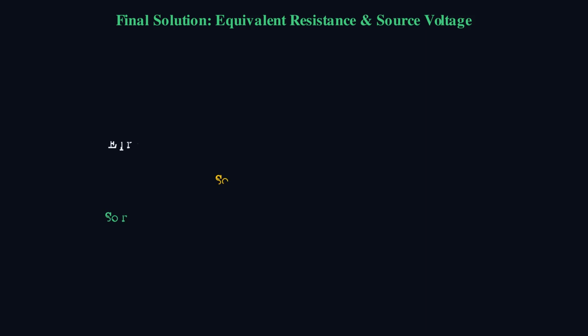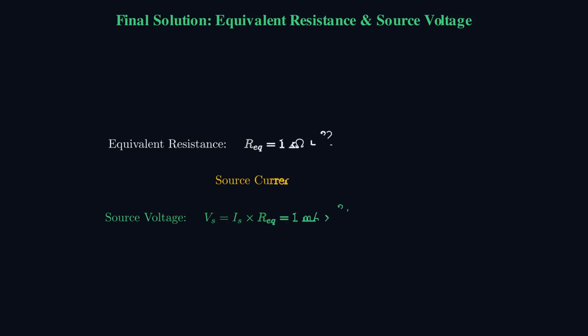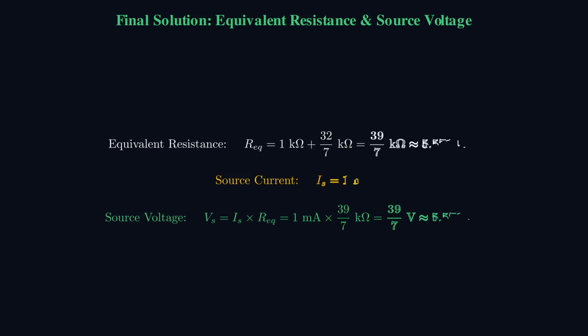In summary, the total equivalent resistance seen by the 1 mA current source is 39/7 kΩ, resulting in a total circuit terminal voltage of 5.5714 volts. This completes the full delta-Y circuit reduction.